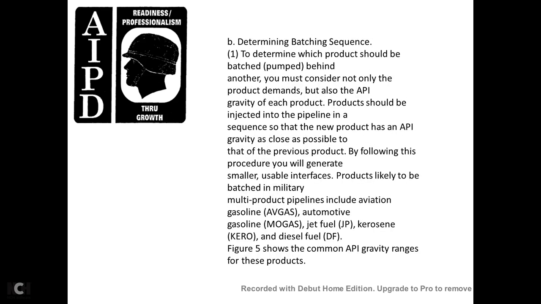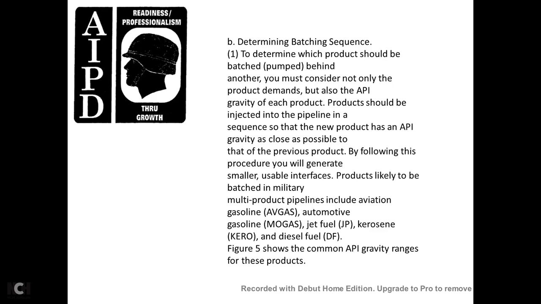To determine the batch sequence, first determine which product should be batched behind another. You must consider not only the product demands but also the API gravity. Each product should be injected into the pipeline in sequence, with the new product's API gravity as close as possible to that of the previous product. The following procedures will generate a small usable interface.